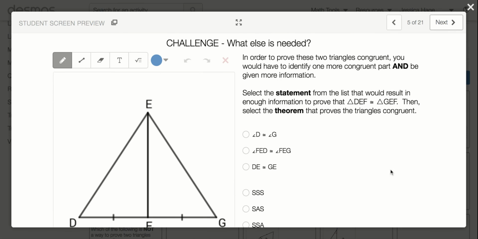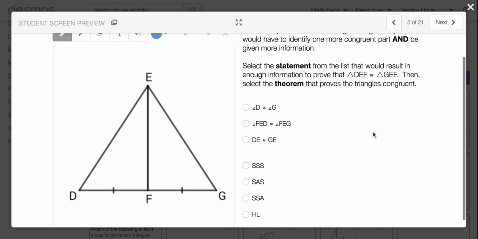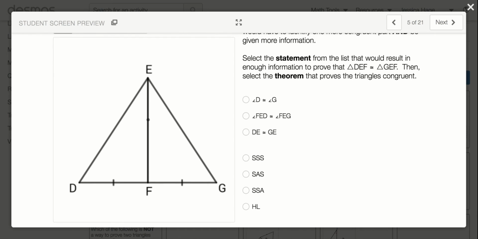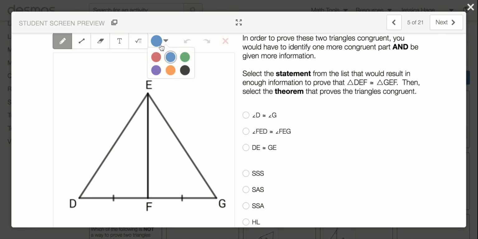So we added in vertical angles. This one's a little harder. Right now, this is no information. We only have one side given. And even using the reflexive property, that only gives us another side. Okay, so let's label what we have. We don't have any angles. We do know FE is congruent to FE, so that is a side.